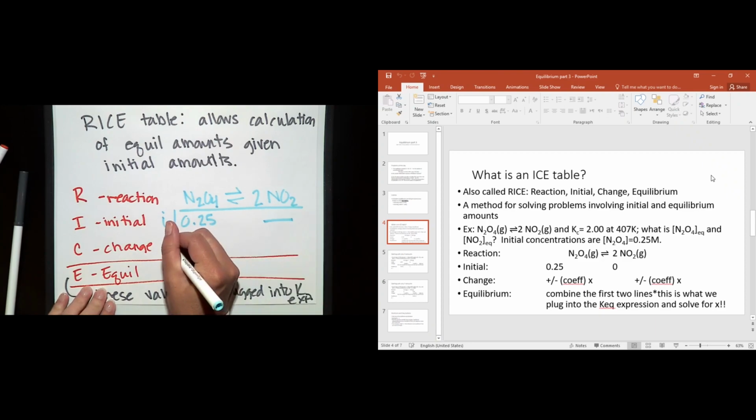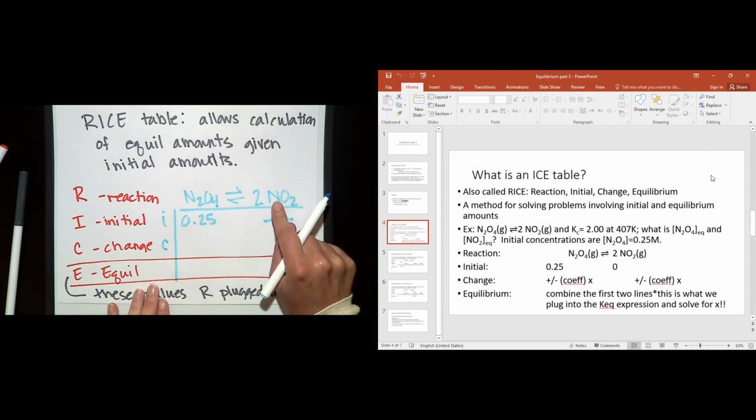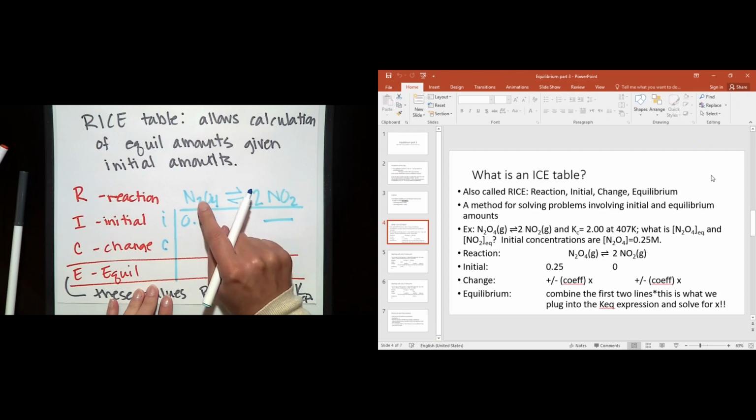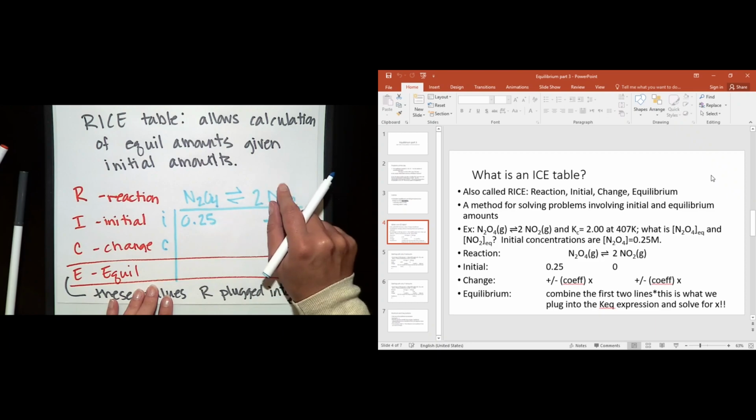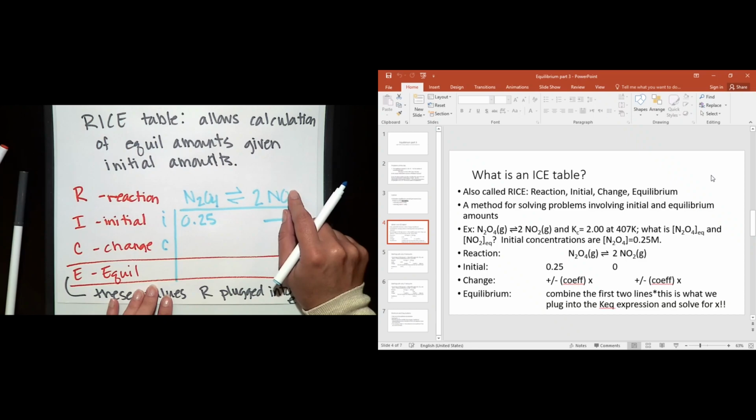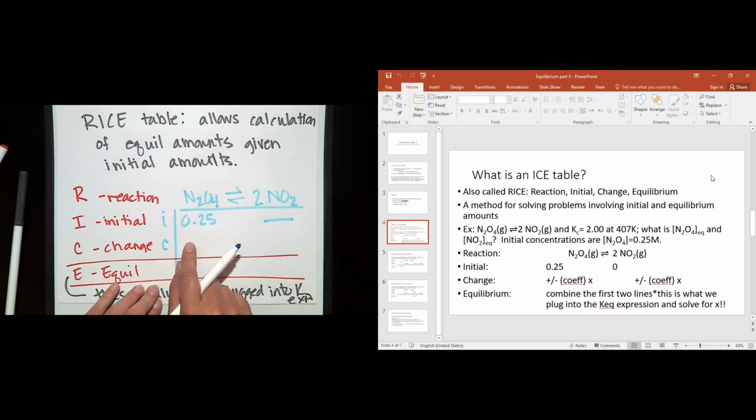My next line is the change. This one is pretty straightforward. It can get tricky, but this means one side is losing and the other is gaining. The nitrogen atoms in this product come from breaking apart this nitrogen-containing compound. So I have to lose some amount of my reactant in order to reassemble the atoms to form the product. I'm losing from this side.